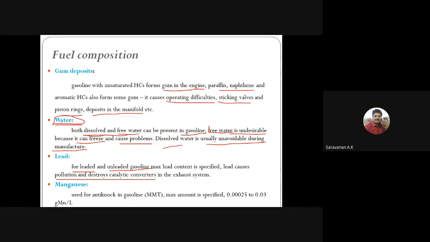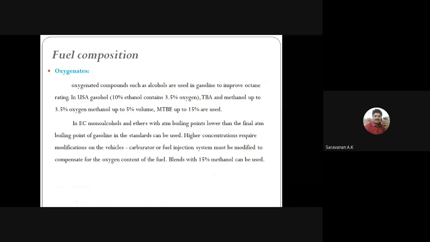Then the manganese is used for anti-knock gasolines, right? So the maximum amount is specified as so much per liter, in grams per million in the liters. Then oxygenates are compounds such as alcohols, used in gasolines to improve the octane rating. So oxygenates are there in the fuel composition.